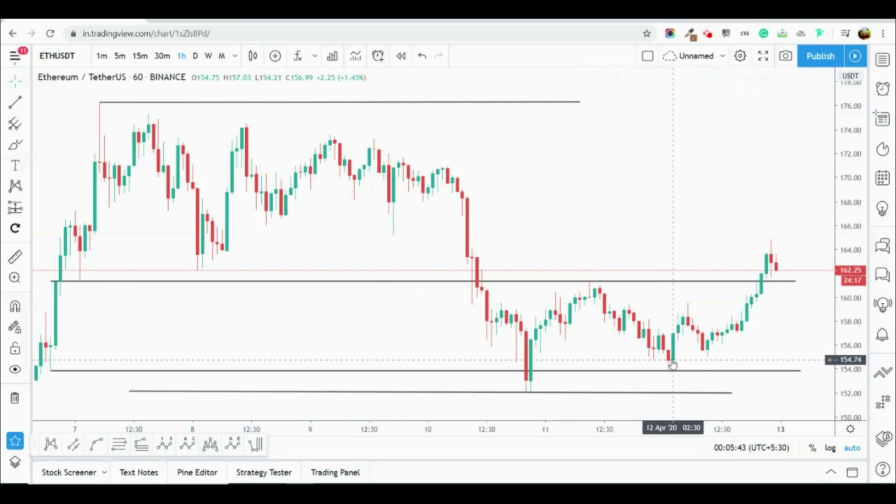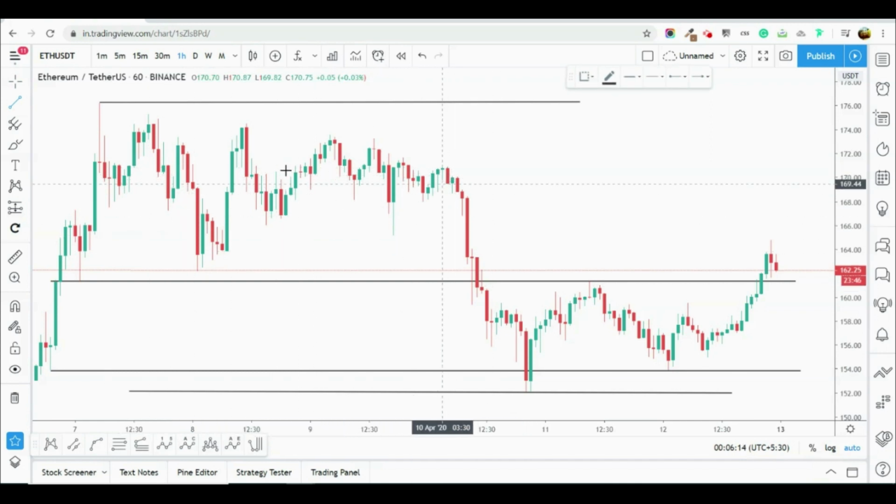If you see the low of this candle, at this area, it is 153.91 and the low of this candle is 153.93. That is basically a difference of 0.03, which doesn't even count. So this line can obviously be considered a good support line for this area.